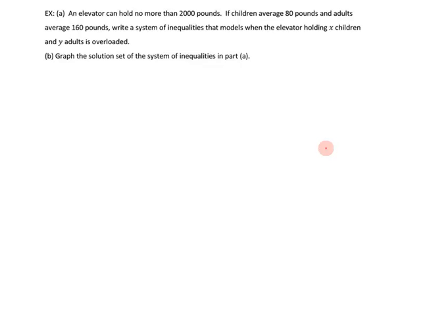Fairly typical. If children average 80 pounds, and adults average 160 pounds, write a system of inequalities that models when the elevator holding X children and Y adults is overloaded. And then graph that system. So here's what we know. X equals the number of children, and Y is equal to the number of adults.